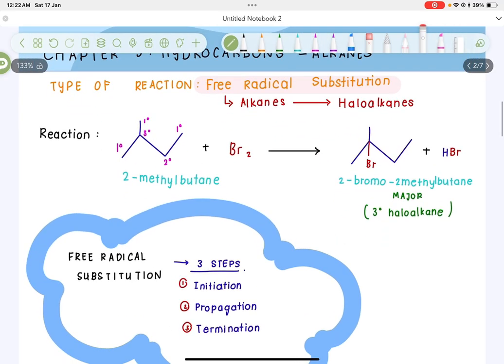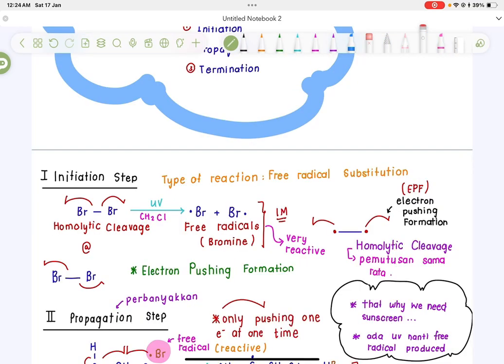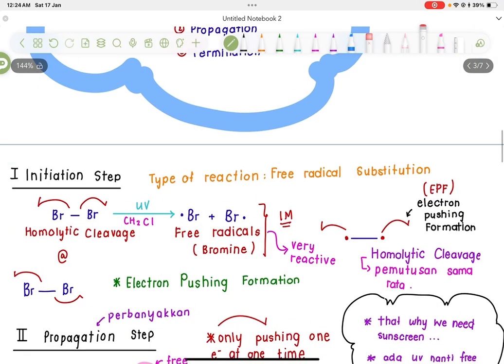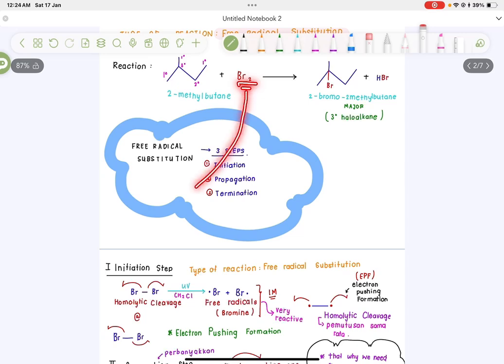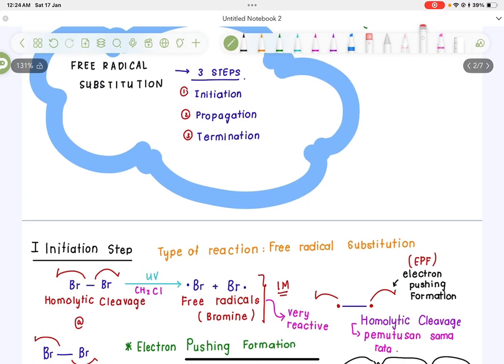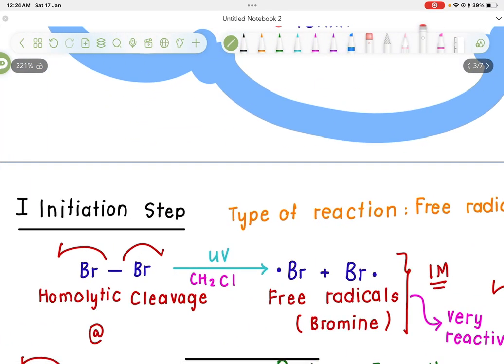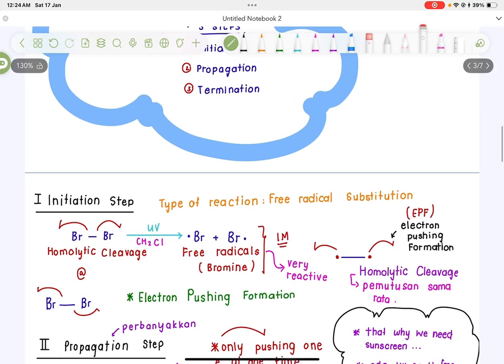So free radical substitution consists of three steps. The first step is initiation, the second step is propagation, and the third step is termination. Let's look at the first step, the initiation step, where we take the Br2 over here. The Br2 will undergo homolytic cleavage, which means pemutusan sama rata, or equal breaking.